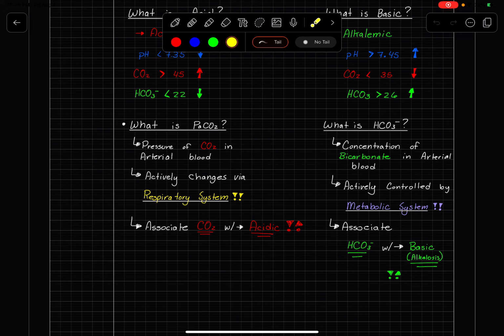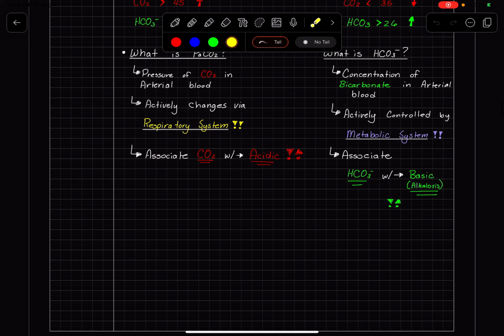Well, I believe it's renal, because we learned in renal that in the kidneys, in the glomerulus and the tubules, it's actively exchanged for hydrogen, and that's how the kidneys balance our pH. So that's why bicarb is a part of the metabolic system. So associate bicarb with metabolic, and also associate bicarb with basic. Bicarb, basic.